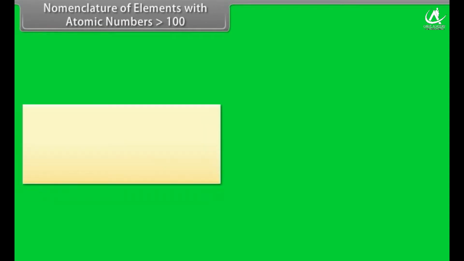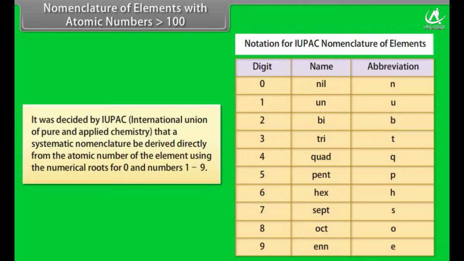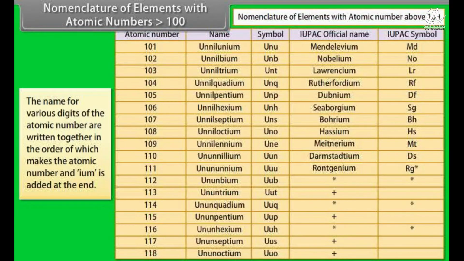Nomenclature of elements with atomic numbers greater than 100. It was decided by IUPAC, the International Union of Pure and Applied Chemistry, that a systematic nomenclature be derived directly from the atomic number of the element using the numerical roots for 0 and numbers 1 to 9. The names for the various digits of the atomic number are written together in the order which makes up the atomic number, and "ium" is added at the end.